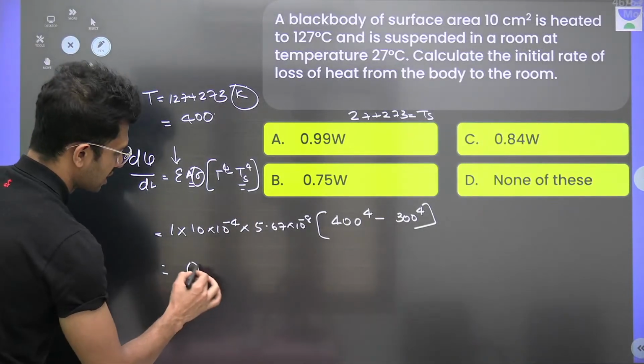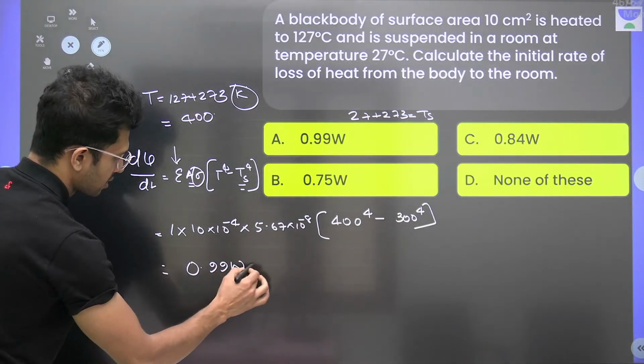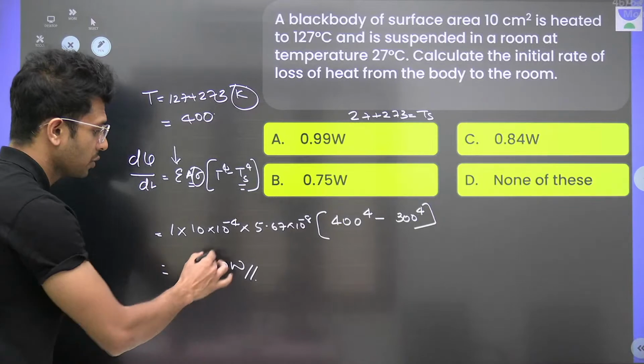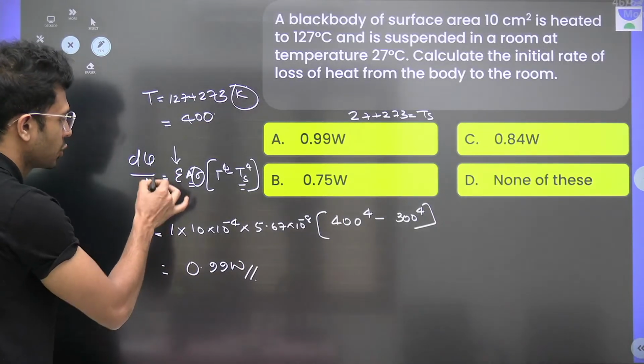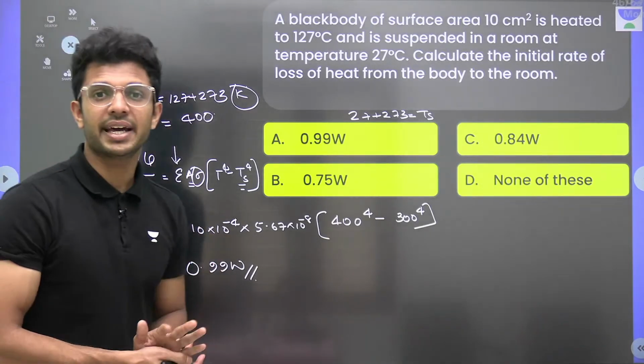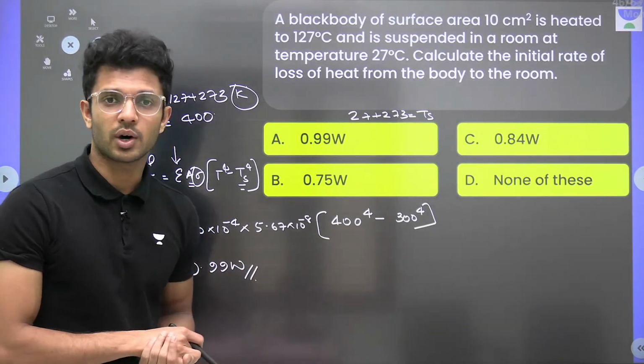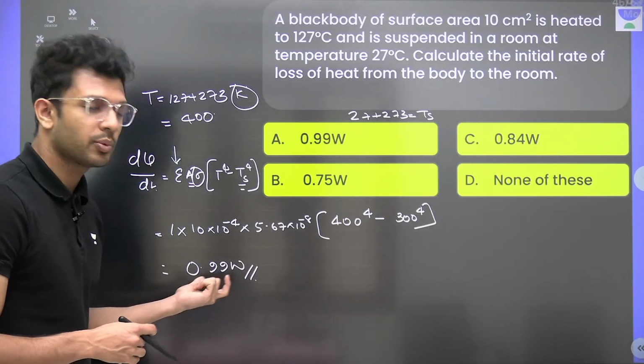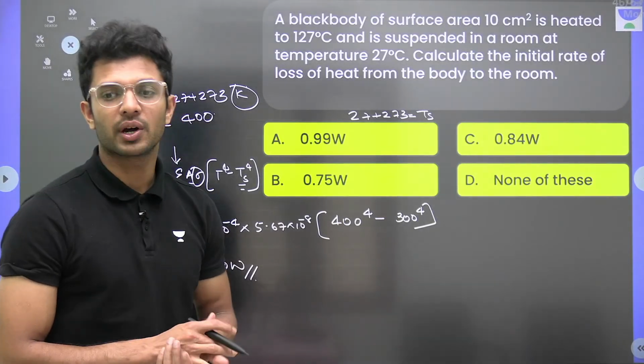If you do the math, how much will you get? Watts. Don't think about how this unit watt came. See, dQ by dt is what we are finding, heat energy per unit time. Energy by time is power, so watts. So the answer is 0.99 watts here. No confusions, I suppose.